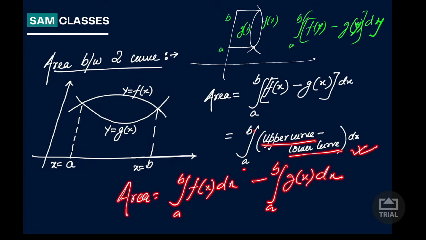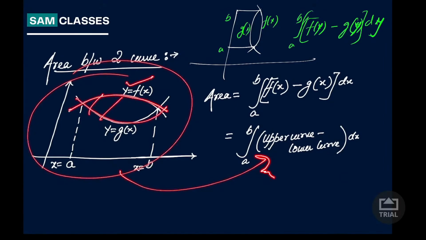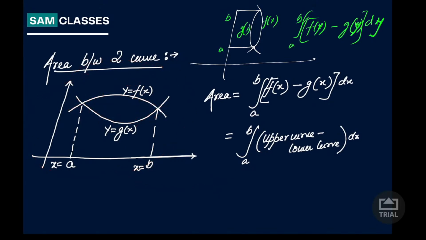Clear everyone? Write down fast. Just simple. Draw this diagram and write down this part. Find the area of the upper curve minus the area of the lower curve. You will get the in-between part. Clear everyone?